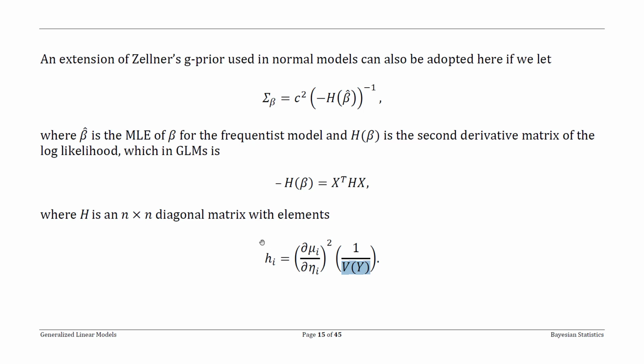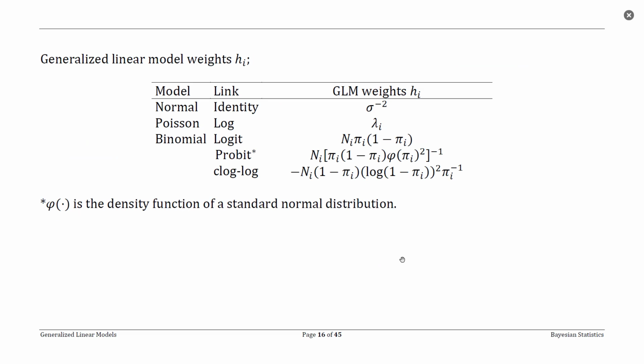But the good news is I have provided the values of what h_i should be for several common distributions. So for a generalized linear model with weights h_i, if we have a normal error model with the identity link, then the weights are going to be sigma to the negative 2 power. So basically this is just the inverse of the variance of our data distribution. If you are using a Poisson response distribution with a log link, then those h_i are going to be lambda_i, which are the means of each individual response, which, as I mentioned before, we're going to have to estimate using results from a frequentist model.